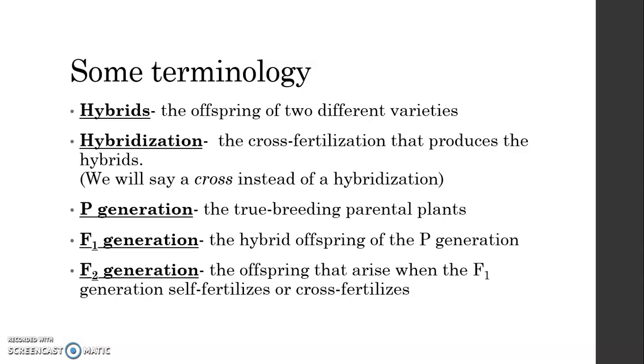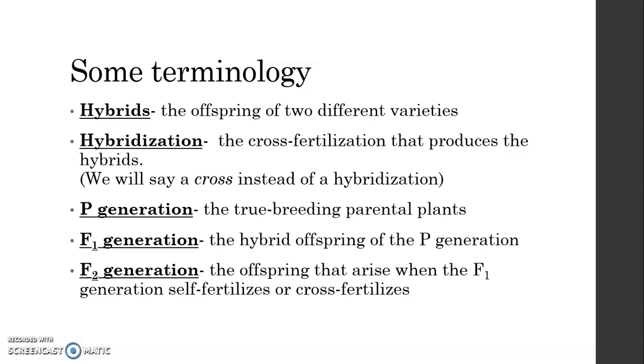Hybridization is the process that we use to produce the hybrids, and we call that cross-fertilization. So when we take the plant and cross it with another plant, not itself, that's called cross-fertilization. For ease of rolling off the tongue, we're going to call hybridization a cross. If I'm talking about self-fertilization, I'll say that. If I'm talking about hybridization, where we're taking two different plants and crossing them together, I'm going to call them a cross.